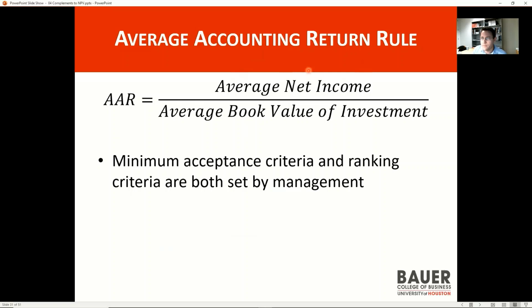What this measure is doing is it's all based on accounting numbers. You calculate the net income for a project. You average that over the life of the project. You average the book value of the investment over the life of the project, and then you take the ratio and you say, you need this ratio to be above some threshold. You need your income to be high enough relative to your investment in order to take the project.